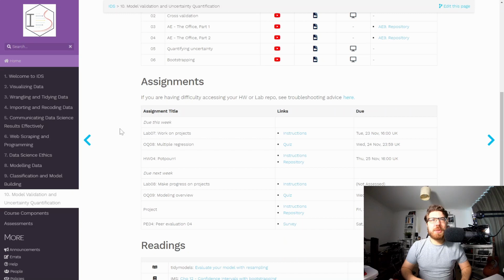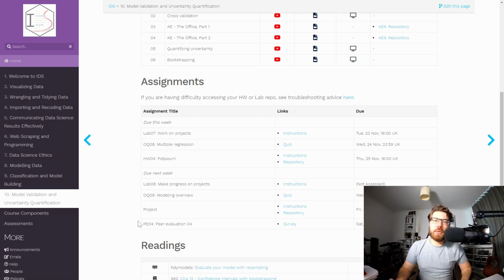For the assessments, I've already talked about what we're expecting this week from homework 4. The lab this week is not going to be marked. It's just working on the projects again. And obviously next week is the big deadline on Friday for the project itself. As part of that, we're going to be asking you to do a peer evaluation. At the time of recording, I haven't got this up because I'm making some final changes to it, but you do need to do the peer evaluation for your teammates.